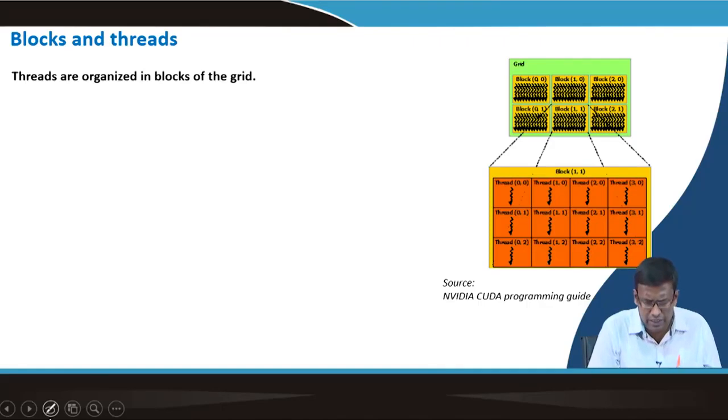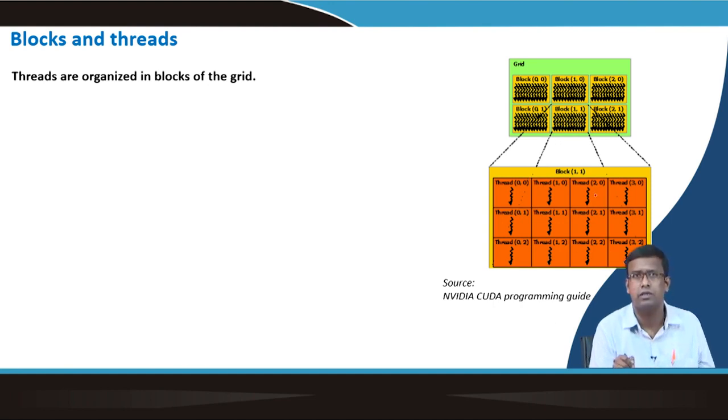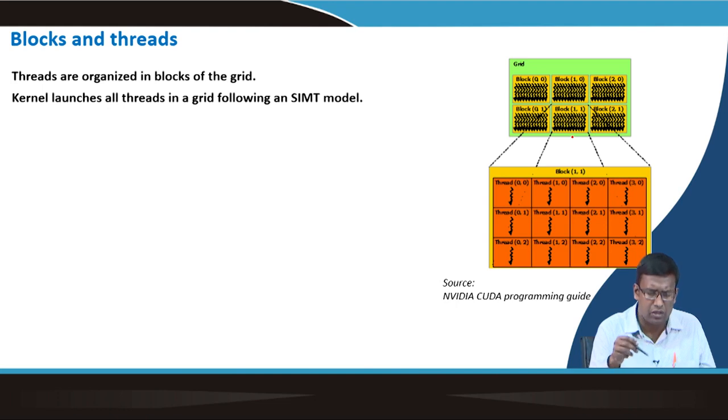We can quickly see an example. When we launch a grid, a number of blocks are launched, and in each block there are a number of threads. So all of them are launched together. The total number of threads is the number of threads per block into the number of blocks launched. Kernel launches all threads in a grid. So threads are organized in blocks of grids.